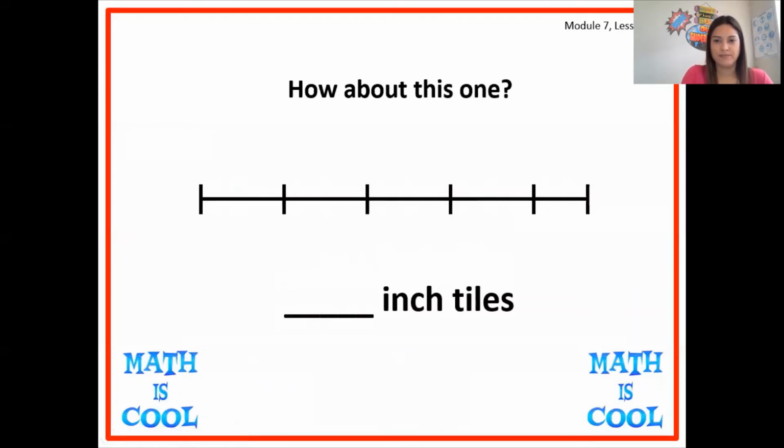How about this one? Look at it very carefully. What do you notice about this line?